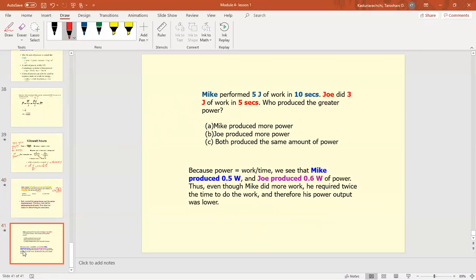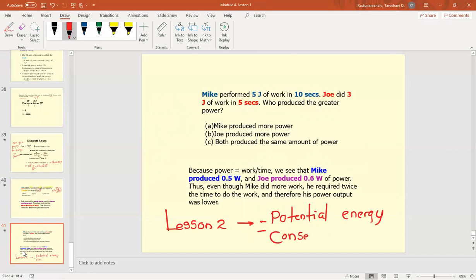Let me stop here. In lesson 2, I will start talking about potential energy, another type of energy, and we'll talk about conservation of energy. Energy is conserved.